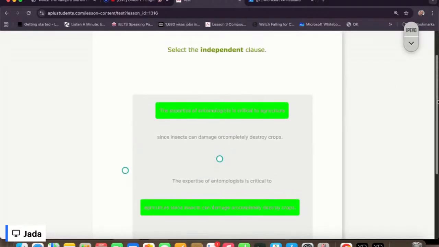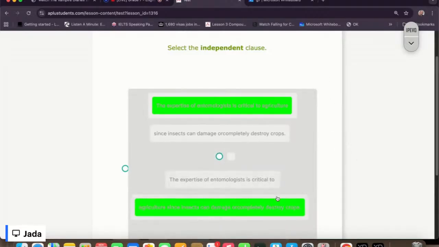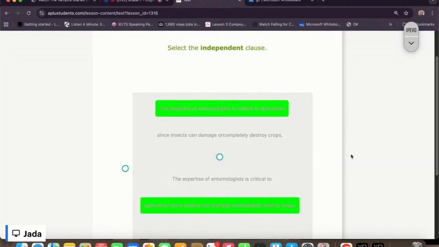So we have, select the independent clause. Is it the first or second? The expertise of entomologists is critical to agriculture since insects can damage or completely destroy crops. Is it the first or second? The independent clause.